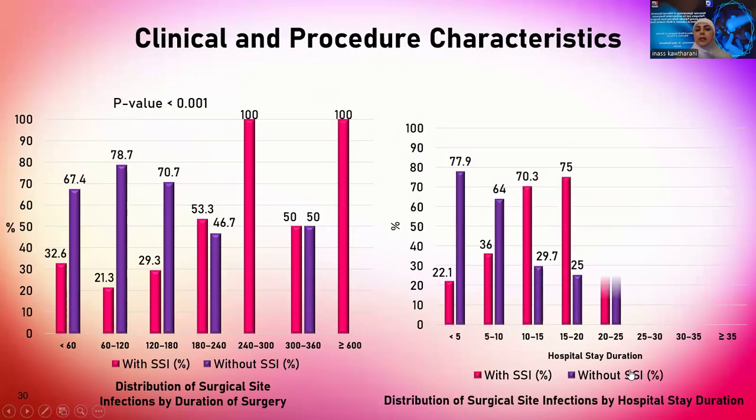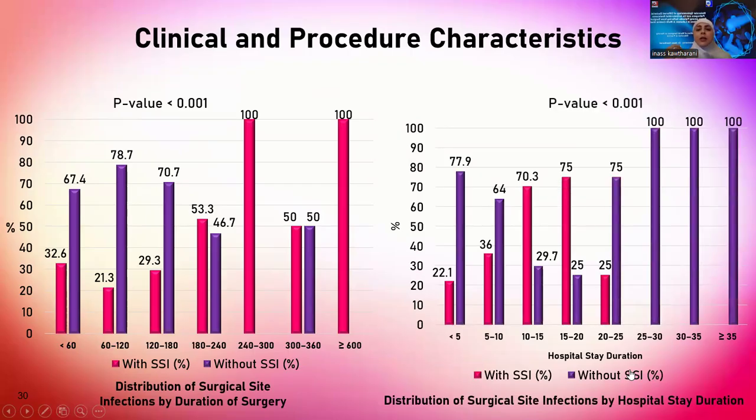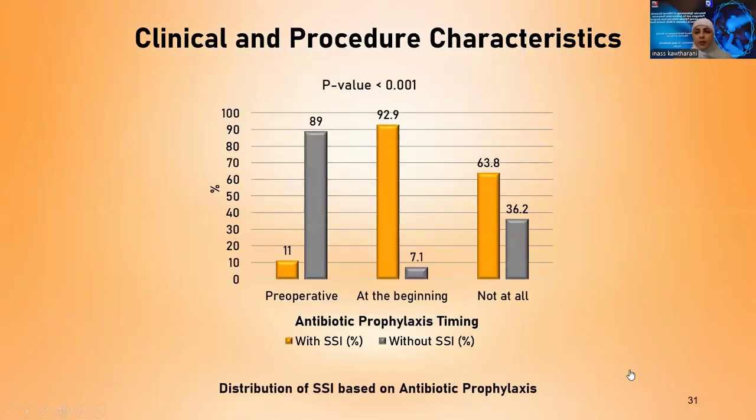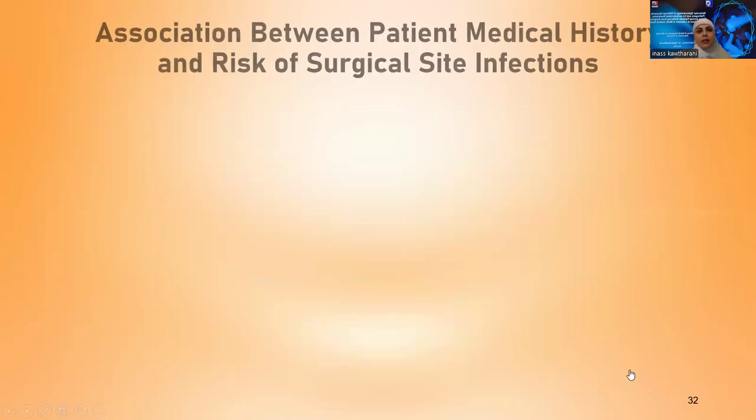And about the hospital stay duration, we showed that patients hospitalized more than 10 days showed a higher rate of surgical site infection, especially those admitted between 10 to 15 days, with a significant association. And concerning the antibiotic prophylaxis timing, we showed that patients who did not receive antibiotic prophylaxis or received it late, after the beginning of surgery, reported a higher rate of surgical site infection with a significant association.